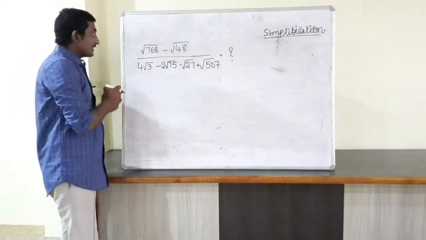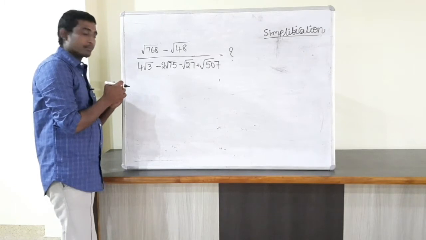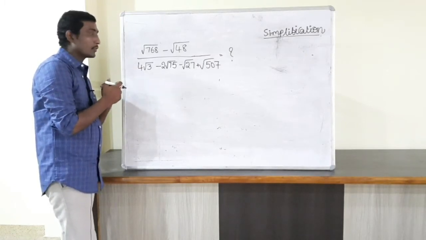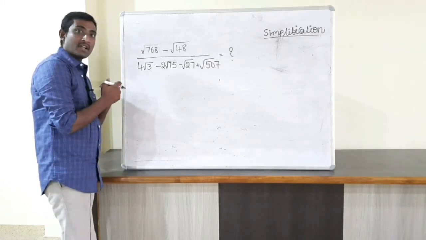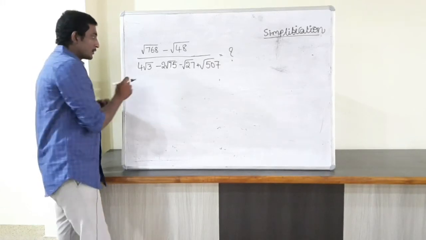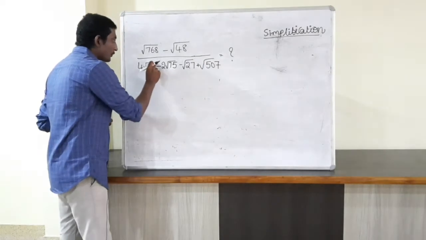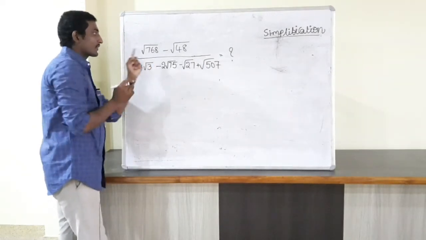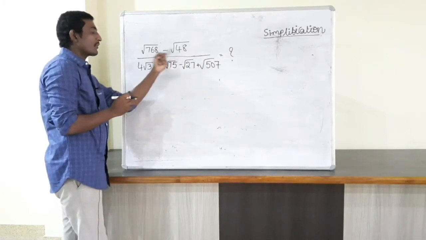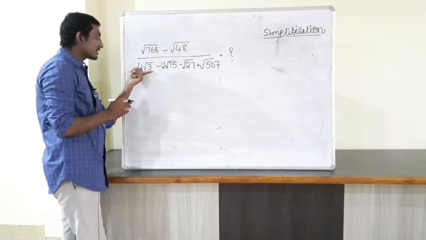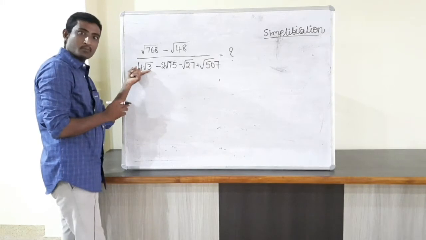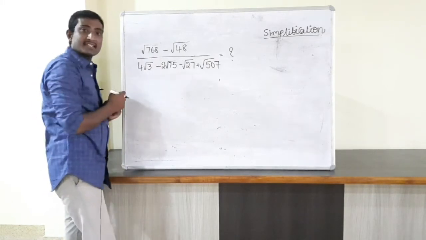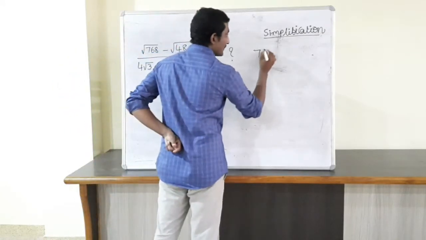Now, see the question. In the question, square root of 768, you don't know it. At that time, choose the smaller value. Here, comparing all the square root values, the smallest square root is root 3. Now divide 768 by 3.